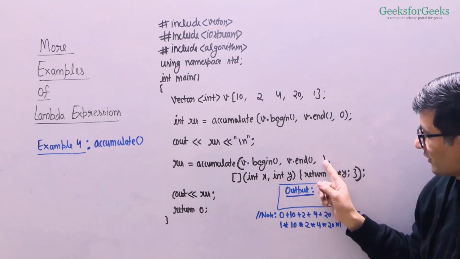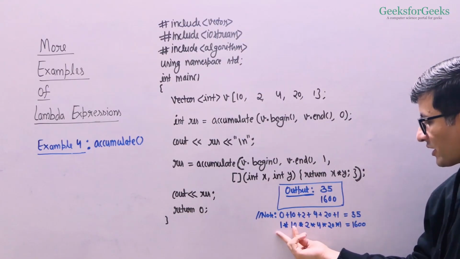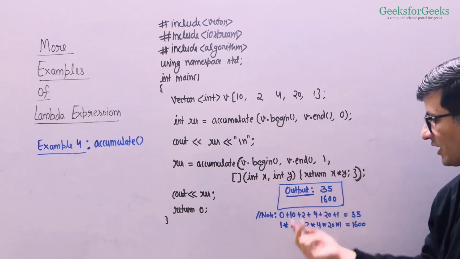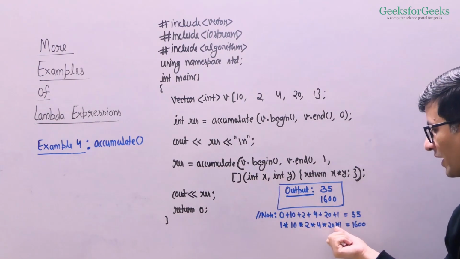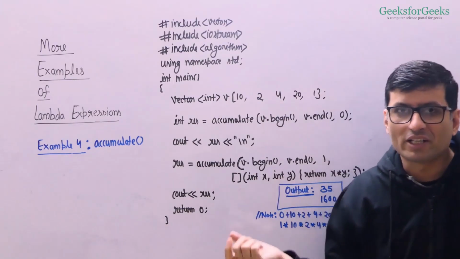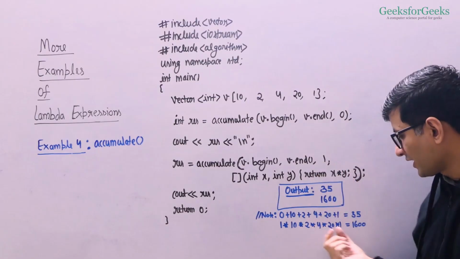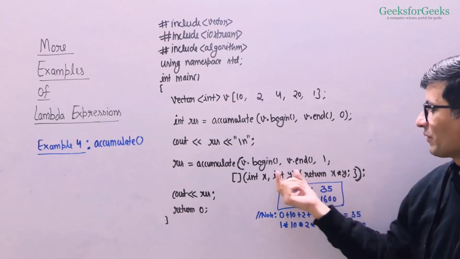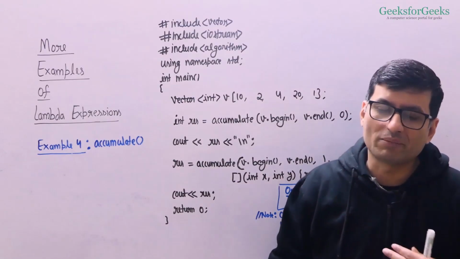So what accumulate does, it multiplies 1 with the first element 10, then whatever is the result, it's passed as x, and then 2 is multiplied, then whatever is the result, passed as x, and then 4 is multiplied, then 20 is multiplied, then 1 is multiplied. So mainly all elements are multiplied in this accumulate, and the initial multiplier is 1, and we get the result as 1600. 1600 is the output of this accumulate. So this is our fourth example and last example of lambda expressions.